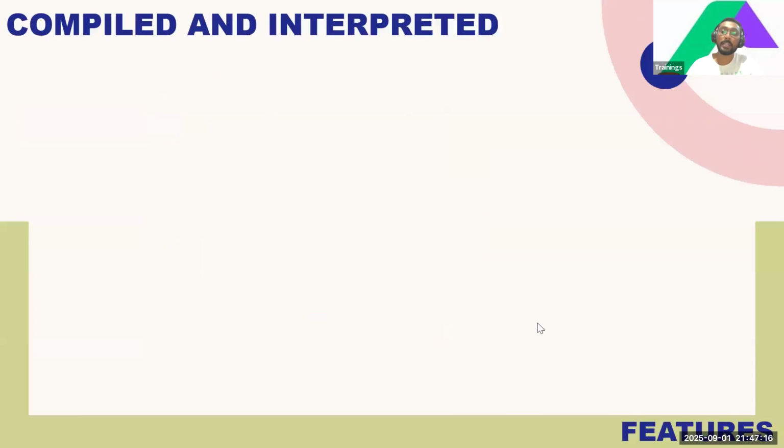Now, compiled and interpreted means what? Java is which language, high level or low level, everyone? Java is a high level language. So whatever instructions we write, we write in high level. High level means what? Simple English, which can be easily understood by human beings.